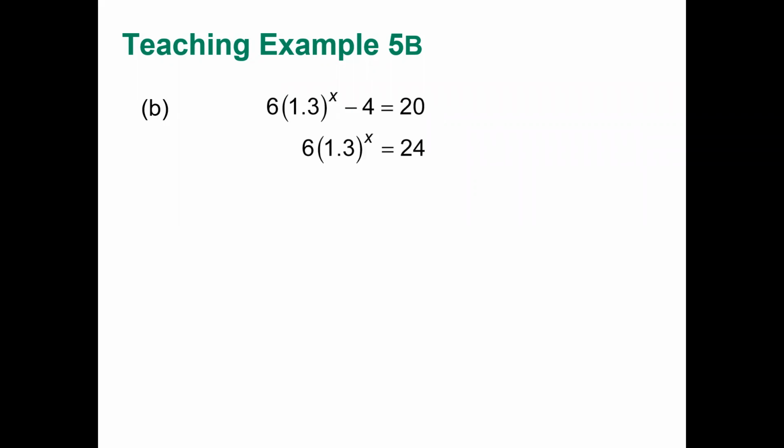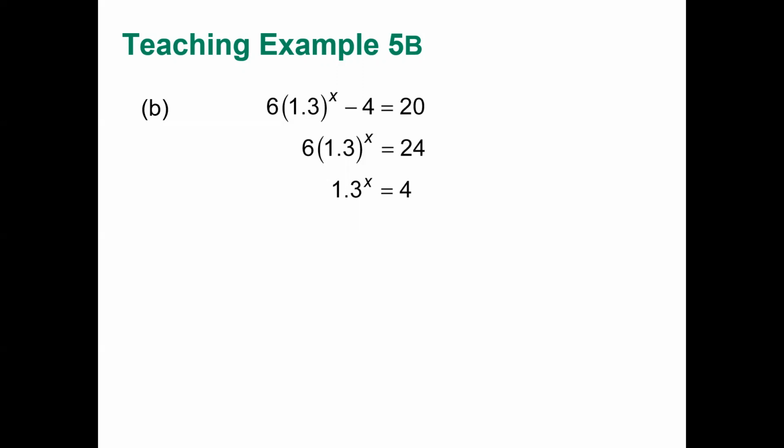Now we want to get the base and power by itself. So instead of multiplying by 6, I'm going to divide by 6. So I divide both sides by 6, and we get, and now it comes down to taking the log of both sides. Again, you can take the natural log or the common log of both sides.